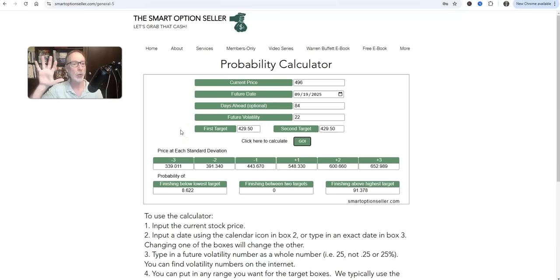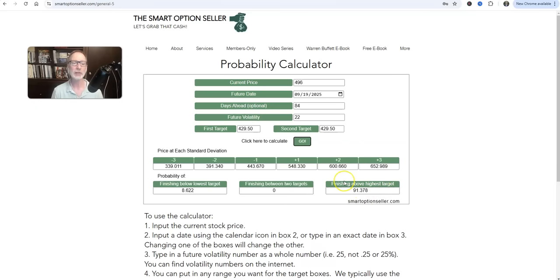We want Microsoft to stay above $429.50. As long as it does, we'll make the maximum in the trade. So the probability calculator tells us the chances of it falling from $496 down to $429.50 in 84 days using a future volatility of 22%. This box is 22%. We click on go. This is what it's telling us right here. The chance of Microsoft finishing below $429.50 is only an 8.6% chance. Conversely, staying above our break-even point is 91.3%.